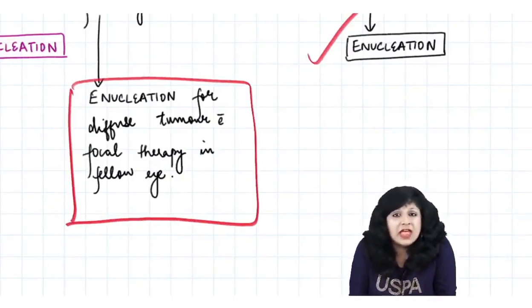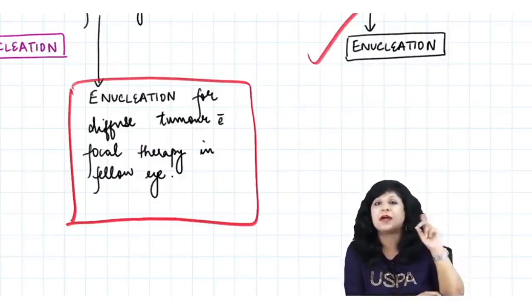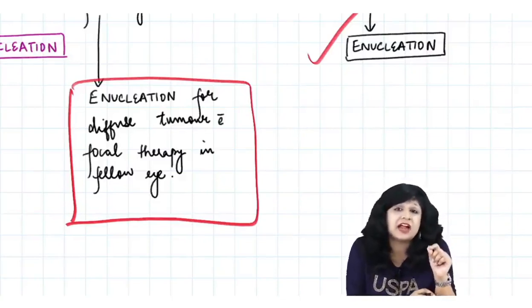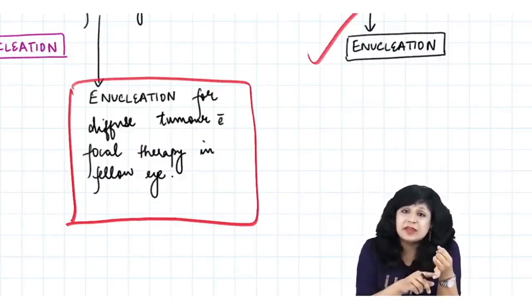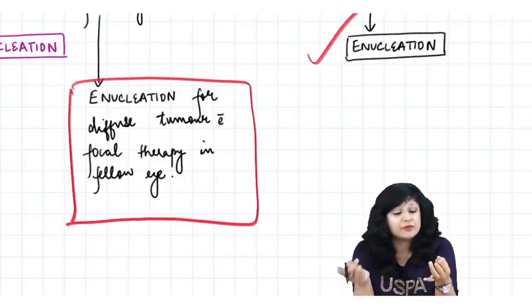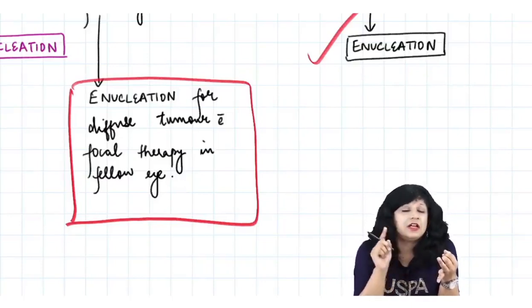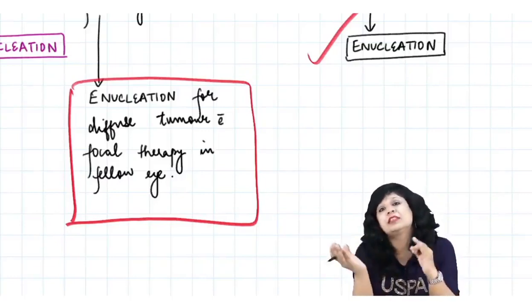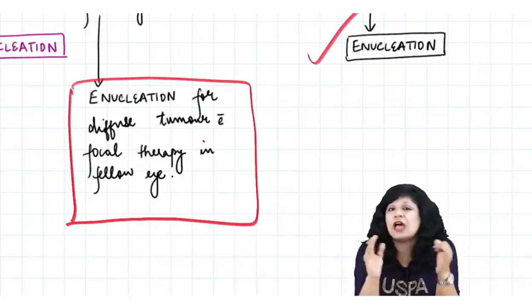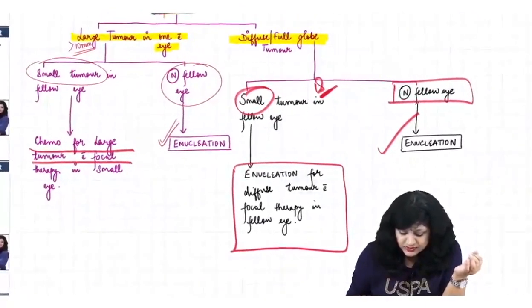So whenever you have a normal fellow eye, you can do just the enucleation, but if you have a large tumor, go with the chemotherapy. Okay, and for the other eye, focal therapy. If you have a diffuse tumor, then you have to do the enucleation for the large tumor and the focal therapy for this. So this you have to always keep in mind.